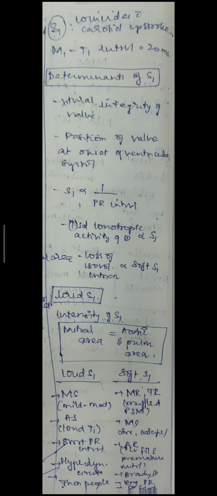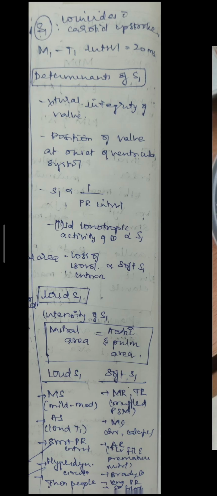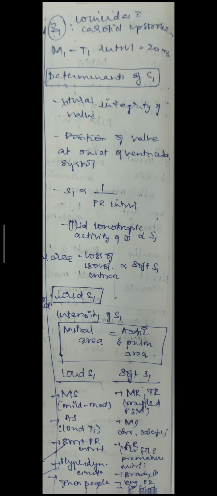So S1 coincides with the carotid upstroke. S1 comprises M1 and T1, and what are the factors that S1 will determine? S1 will determine the structural integrity of the valve and the position of the valve at the onset of ventricular systole. All these will be determined by S1, and S1 is inversely proportional to the PR interval.